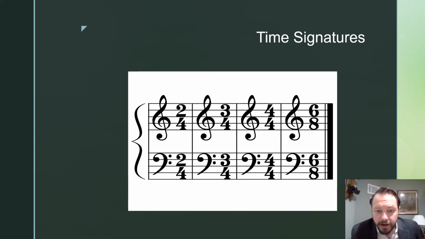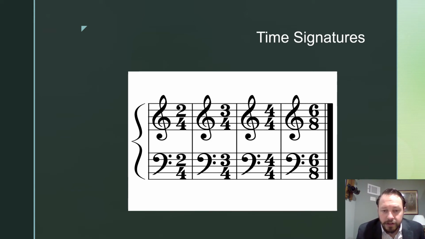Now, if you notice here, on each of these time signatures there's a top number and a bottom number, right? The top number, as we just said, corresponds to the amount of beats in a measure. In our first measure here, we have it in treble and bass clef, because it doesn't really matter what clef you're in for this. The top number is 2, which means there are 2 beats in a measure. And the bottom number is 4, which means that the quarter note gets the beat, because the number 4 corresponds to a quarter note.